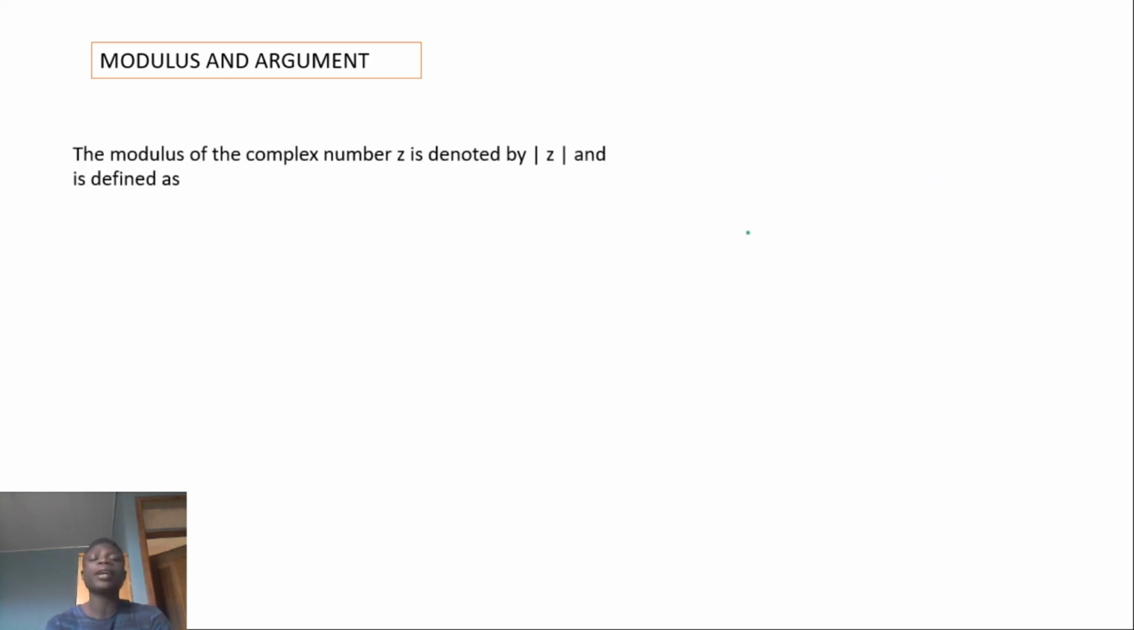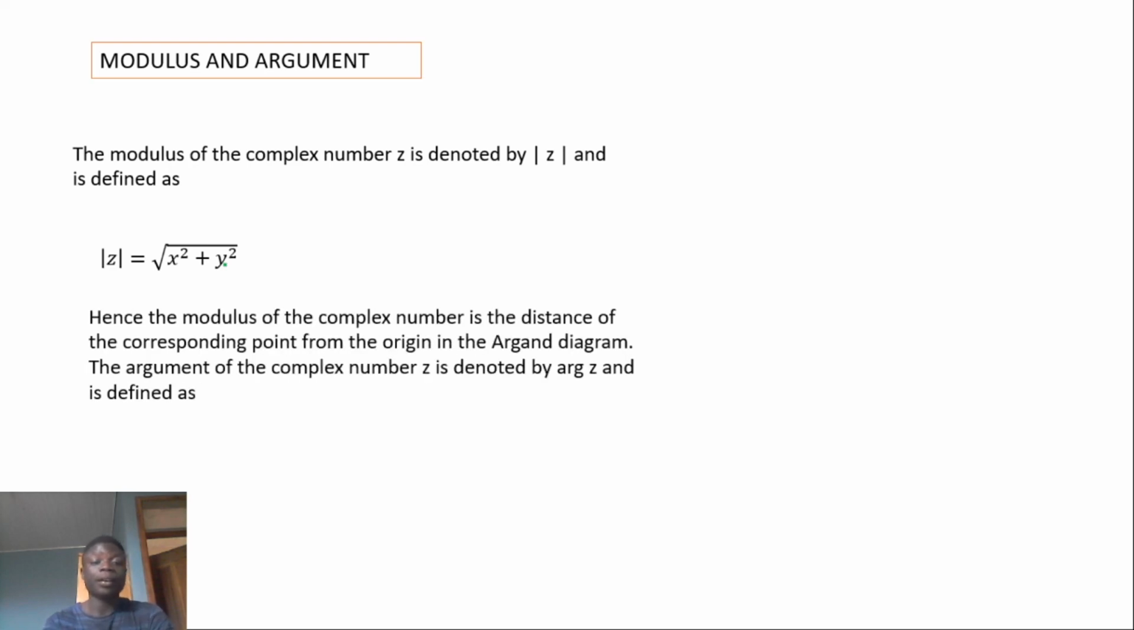The modulus of a complex number z is noted by a bar. This represents finding the modulus, and it's defined as the square root of x squared plus y squared. The x represents the real part, and the y represents the imaginary part. What you want is not the i, but the number with the i. Hence the modulus of a complex number is the distance corresponding to the point.